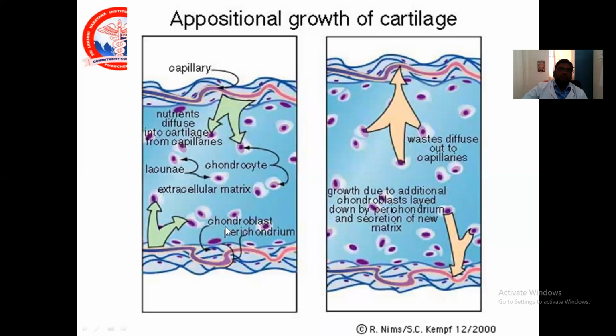As it diffuses, the chondroblast takes the nutrition and they are secreting new ground substances, and they are going to move in the opposite direction. Okay, so like that it is another type of growth. So you'll be able to have interstitial growth and appositional growth.